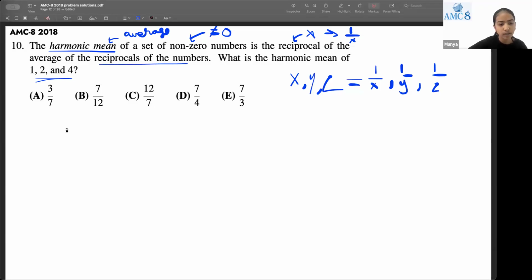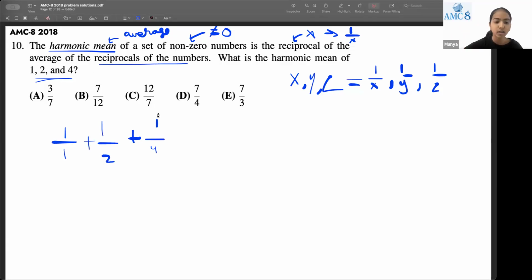So the reciprocals of the numbers would be 1 over 1 plus 2, 1 over 2 plus 1 over 4. This is the reciprocal of these numbers. And to find the average of these numbers, we're going to first add them and then divide them by 3.